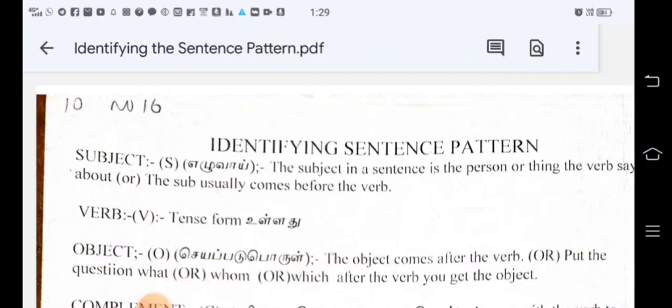The subject is the person or thing the verb says something about. The subject usually comes before the verb. Simply, we have to tell what a verb is. First of all, we need to know what a verb is.